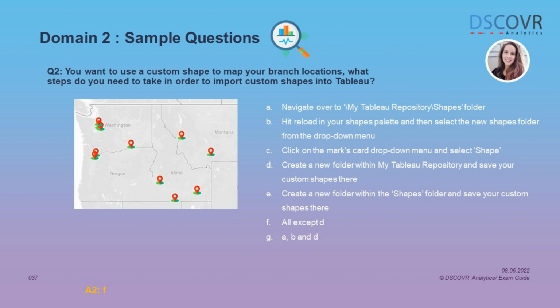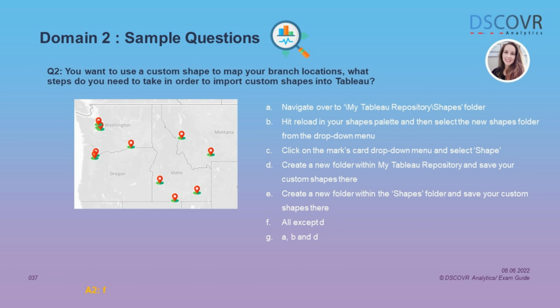In this question, we want to use a custom shape to map our branch locations. The question is asking us, what are the steps that we need to take in order to import a custom shape into Tableau? And so all the listed steps here are correct, except D. For option D, it says that we're creating a new folder within My Tableau Repository and saving our new custom shape there. That is incorrect because there's an additional folder within the My Tableau Repository folder specifically for shapes. So essentially what you need to do is navigate over to the shapes folder, create a new custom shapes folder, and then save your custom shape in there.